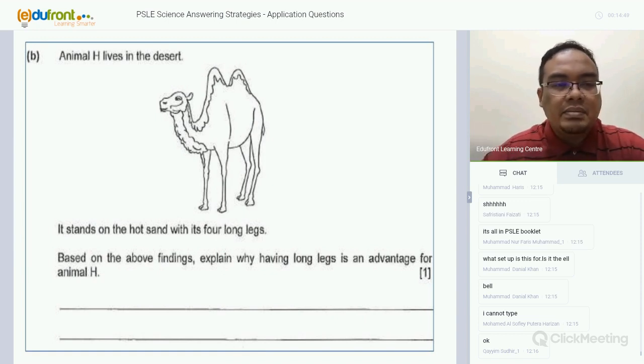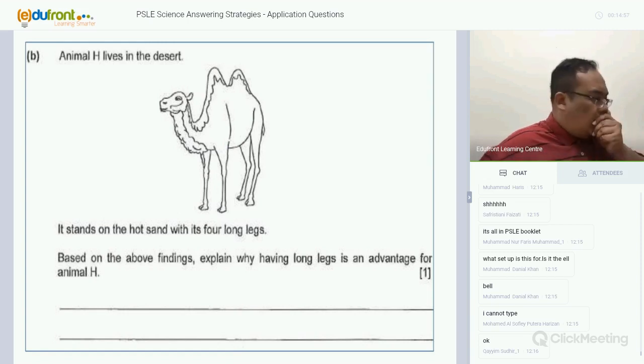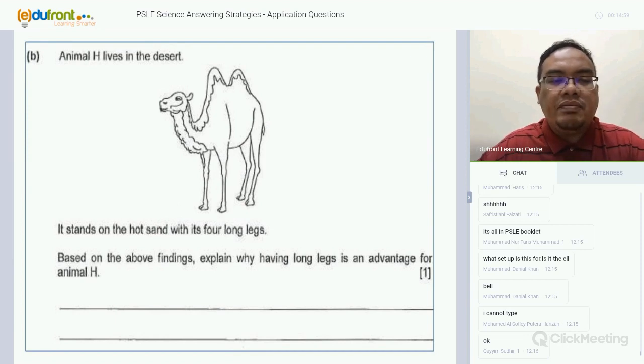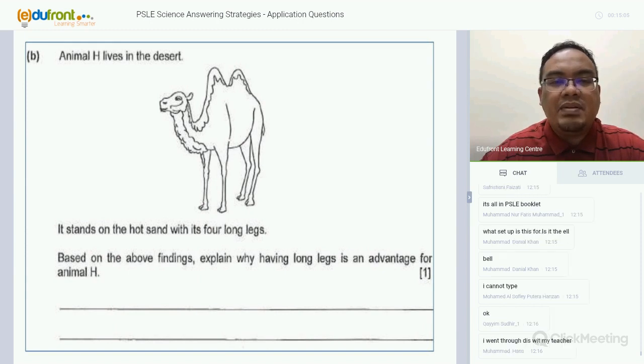Here is another example. The animal lives in the desert. It stands on hot sand with its 4 long legs. Based on the above findings, explain why having long legs is an advantage for the animal. Again, this is a past year PSLE question.